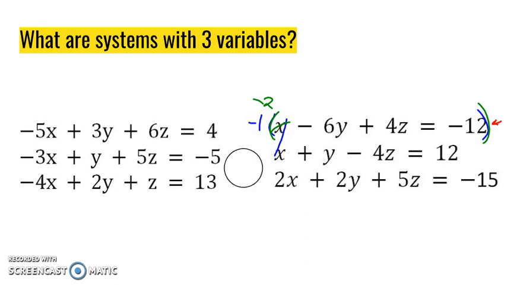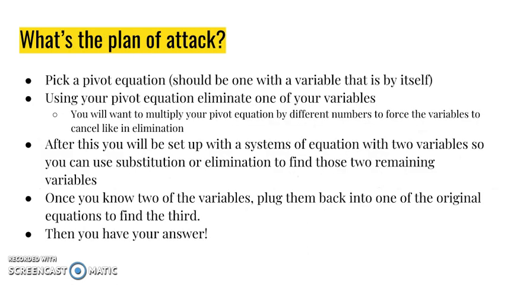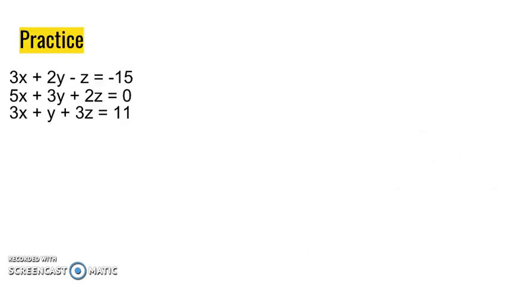Okay? Hopefully that kind of helps when you guys are trying to figure out your pivot equation, because picking the right pivot equation is huge to finding your guys' answers. So let's actually go through and work out one of these then. I've got a 3x plus 2y minus z equals negative 15. 5x plus 3y plus 2z equals 0. A 3x plus y plus 3z equals 11. Okay, again, middle equation, not a good pivot equation. None of them are by themselves. Bottom, I could do as my pivot and I could eliminate my y's.